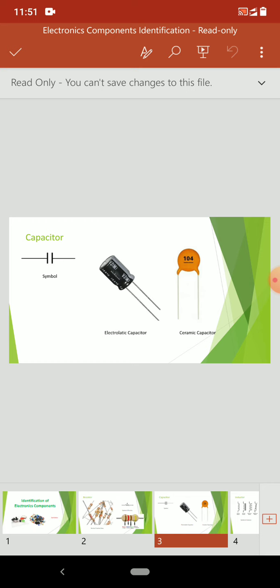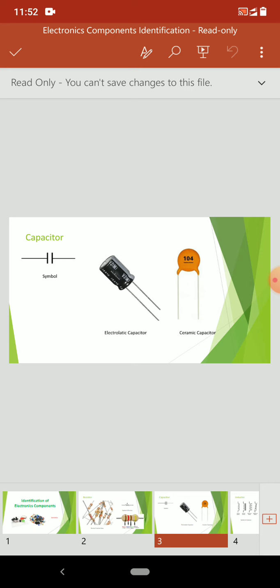Capacitor has two terminals, anode and cathode. Anode is positive, cathode is negative. There are multiple types of capacitor: electrolytic capacitor, ceramic capacitor, film capacitor, fan capacitor, mica capacitor. But the two main useful capacitors are electrolytic capacitor and ceramic capacitor. The ceramic capacitor has no polarity, but the electrolytic capacitor has a polarity.